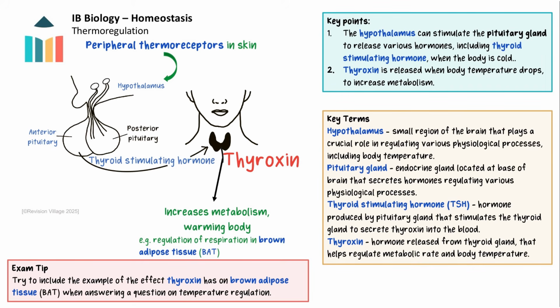Thyroxine acts on many tissues in the body to increase metabolic rate. A higher metabolic rate means more respiration is occurring per unit time, which generates more heat. This includes increased metabolic activity in brown adipose tissue.